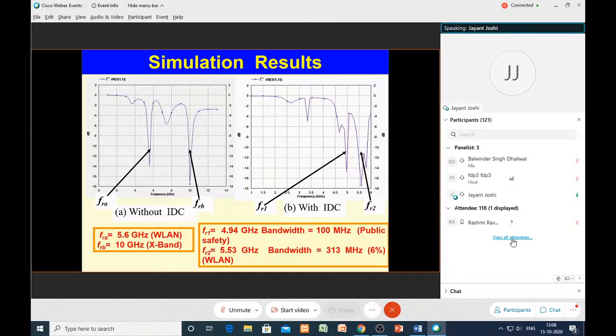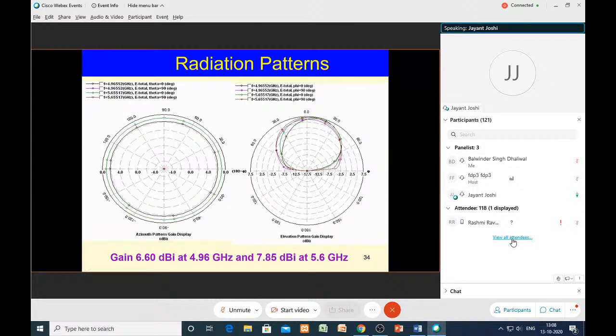Okay, now we have to test this. Now there are two frequencies, FR1 and FR2. Now this antenna is tested. Before that, the radiation pattern that we have to understand. Here the gain is 6.60. We have to check it in azimuth as well as elevation at both the frequencies.